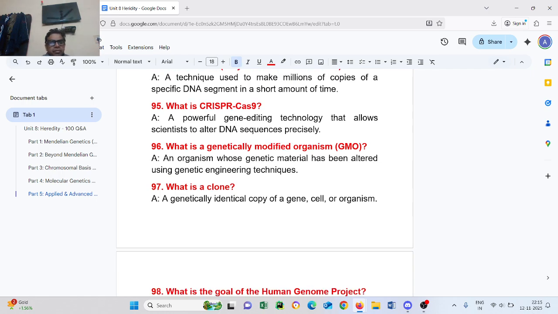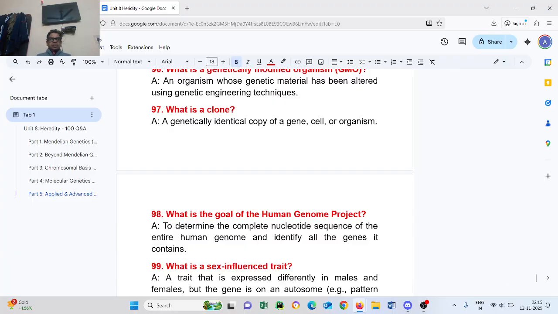Question number 97. What is a clone? A genetically identical copy of a gene is called a clone. Question number 98. What is the goal of the Human Genome Project? To determine the complete nucleotide sequence of the entire human genome and identify all the genes it contains.